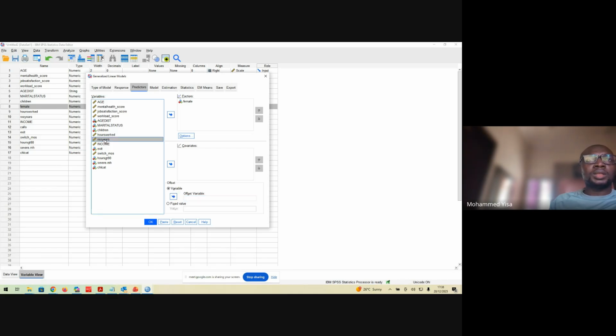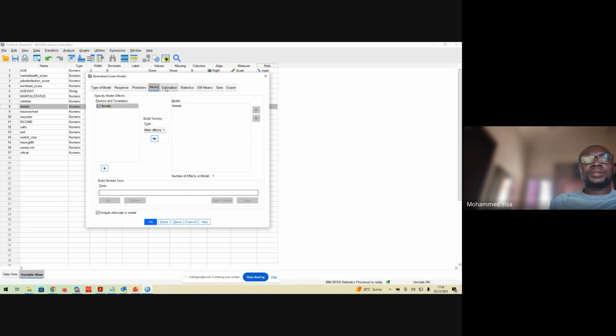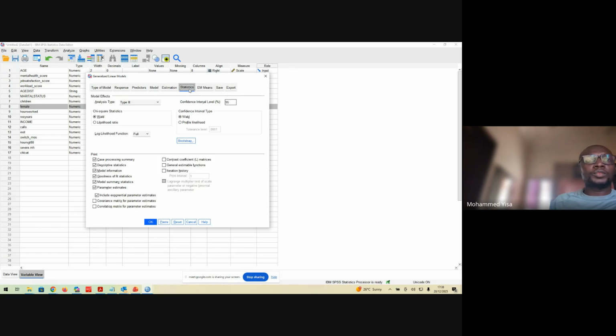So the number of years spent by the resident in residency, now we have put that in. Everything else remains the same. Just checking to see that, yep, these things are checked. And then we click OK.